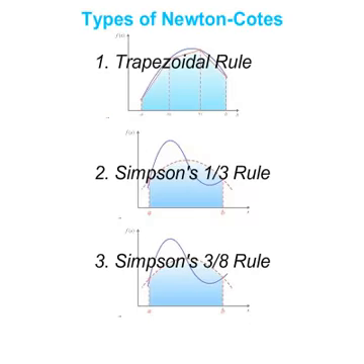The types of Newton-Cotes closed formula are trapezoidal rule, Simpson's one-third rule, and Simpson's 3/8 rule.